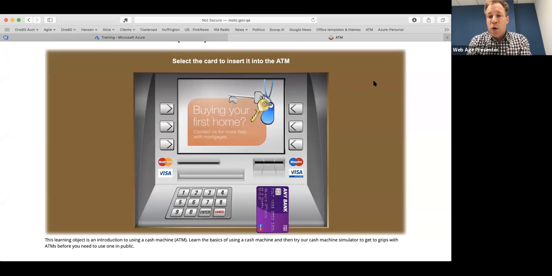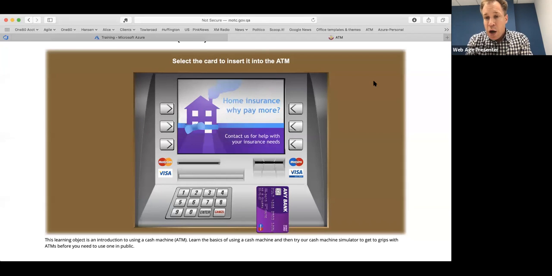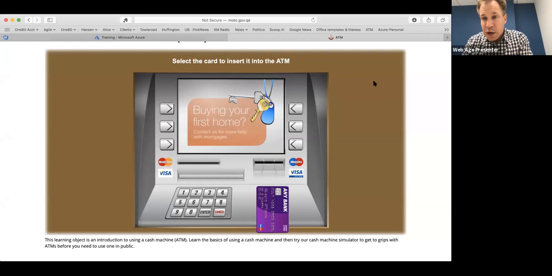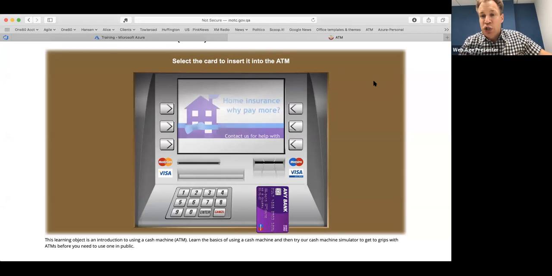Okay, so Heidi wrote one here. Let's talk about hers. Given you're on the welcome screen, when I insert my card and enter my PIN, it will display the screen allowing me to choose the transaction to select.